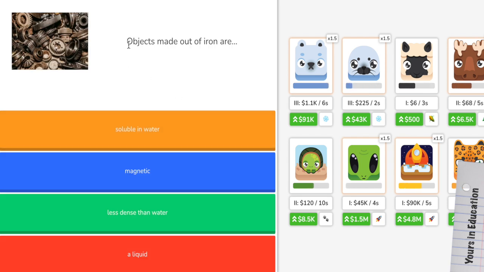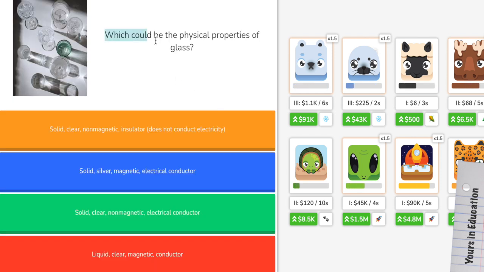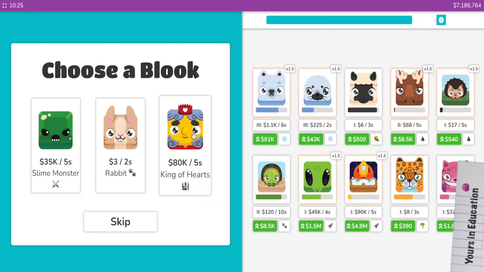10 minutes, will I make it? Objects made out of iron are definitely magnetic. Yes. Which could be the physical properties of glass? Okay, solid, yes. Clear, yes. Non-magnetic, yes. Insulator, yes. Solid, yes. Silver, magnetic, no. Magnetic, solid, clear, non-magnetic, electrical conductor, no. Liquid, no. So it's this one. There you go. Okay, so choose a block.